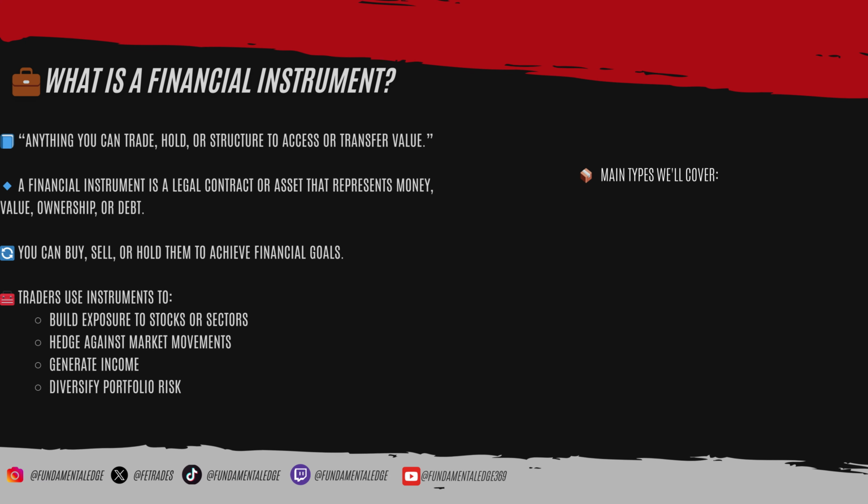So let's start with a foundational question. What exactly is a financial instrument? At its core, a financial instrument is simply a contract, a structure, something that holds monetary value and can be traded or held to achieve a specific financial goal. That could mean a share of stock, a US Treasury bond, an ETF, even a derivative contract like an option or a future. If you can buy it, sell it, or structure it to access or transfer value, it's a financial instrument.